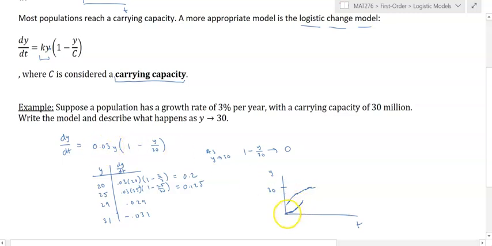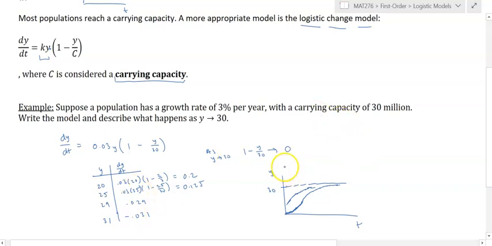And so we'll get kind of that exponential growth for a little bit, until the turning point where the rate actually starts to slow down and starts to look a lot more like this. So at y equals 30, we actually have equilibrium, you'll notice, because if you insert 30 for y, you get 1 minus 30 over 30, which is 0.